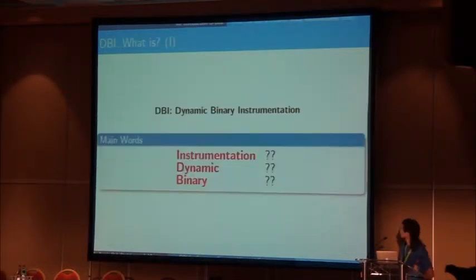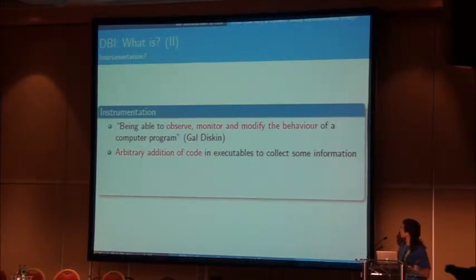So moving to the business, what is DBI? DBI stands for Dynamic Binary Instrumentation. So the main words here are instrumentation, dynamic, and binary. So what is instrumentation? Attending to the definition of Galdiskin, instrumentation can be defined as being able to observe, monitor, and modify the behavior of a computer program. Some other guys say that instrumentation means the arbitrary addition of code in binaries to collect some kind of information. So I have mixed these two definitions.